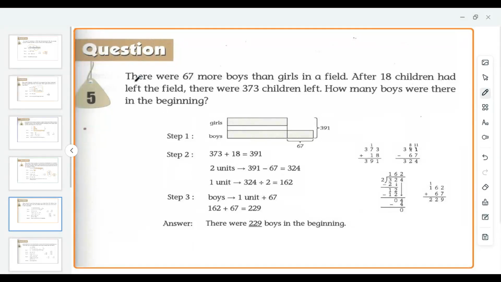Number 5. There were 67 more boys than girls in a field. After 18 children had left the field, there were 373 children left. How many boys were there in the beginning? Okay, we only want to know the boys, right? But we know how many boys more than girls?